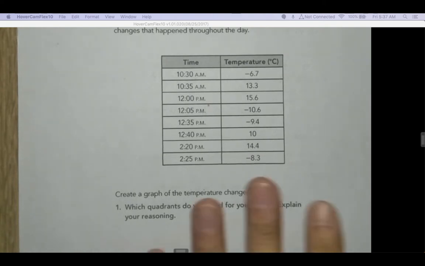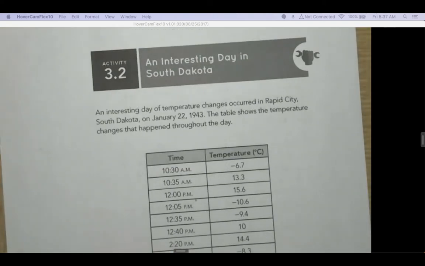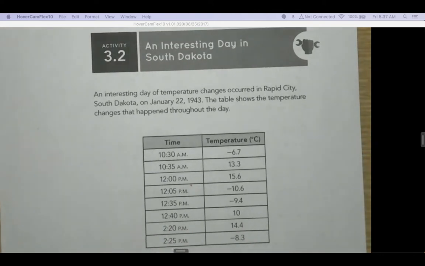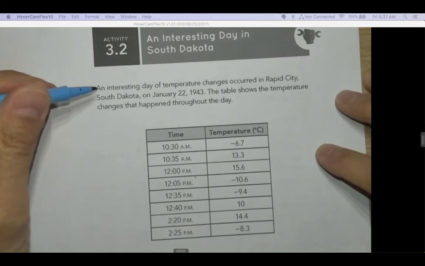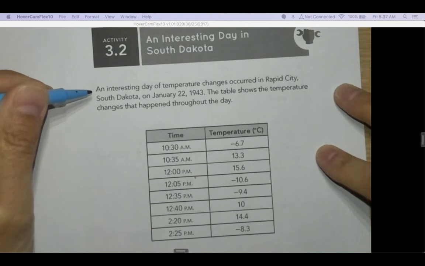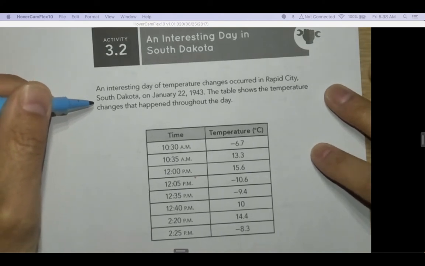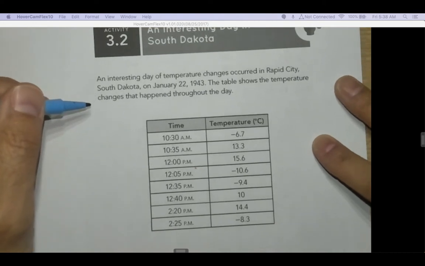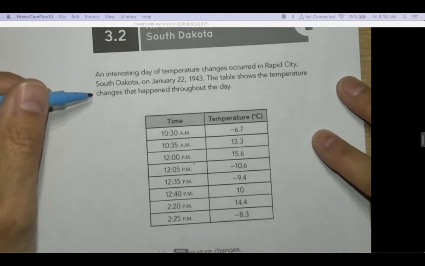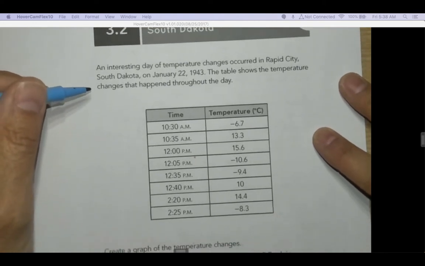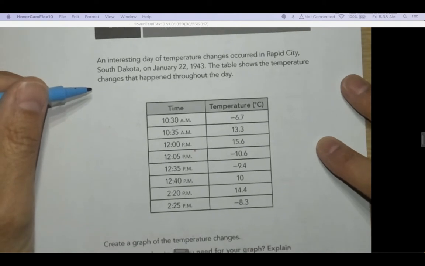All right, so this is activity 3.2, an interesting day in South Dakota. Today, an interesting day in temperature changes occurred in Rapid City, South Dakota on January 22nd, 1943. The table shows the temperature changes that happened throughout the day.